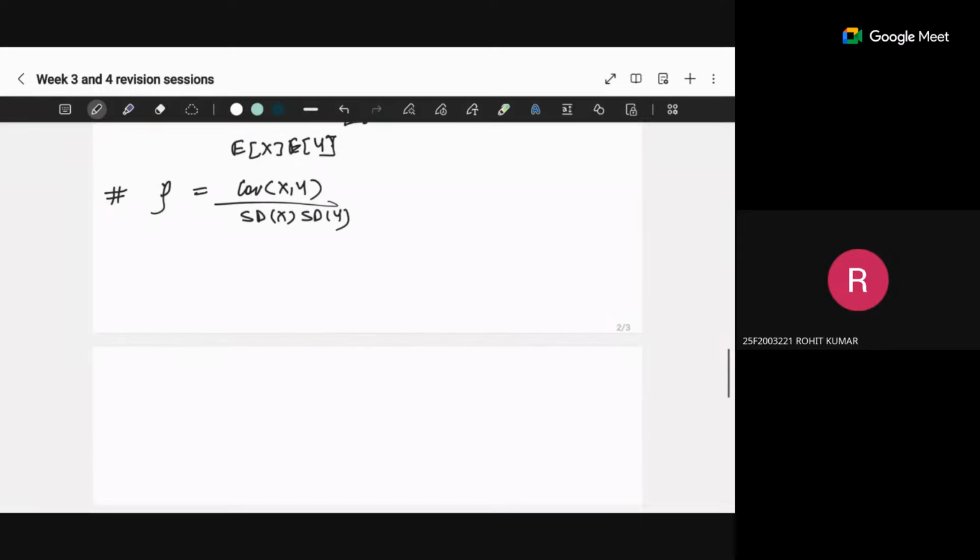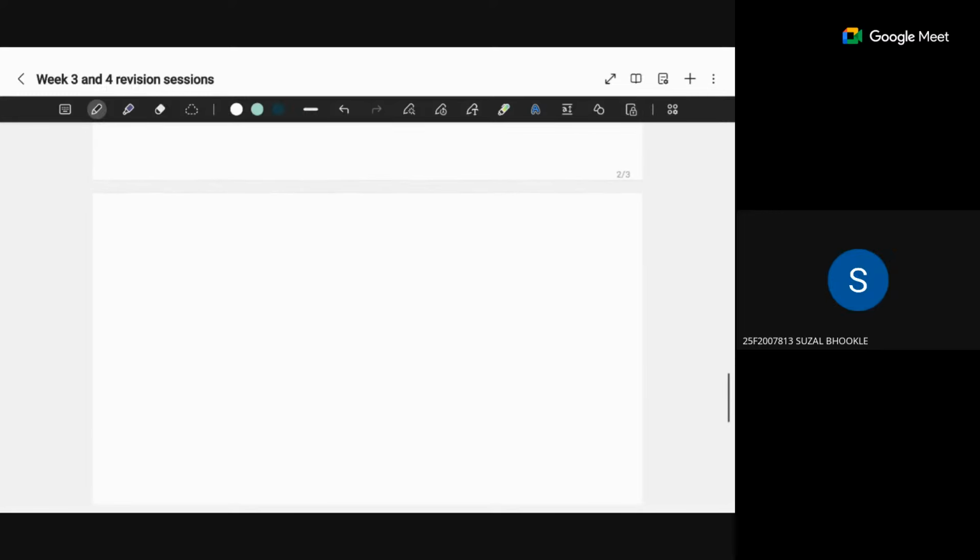And what is the range of correlation? Minus 1 to 1. If my value is coming close to 1, I can say that it is strongly positive. And if it is close to minus 1, I can say that it is strongly negative. So by the graph also I can see it, right?